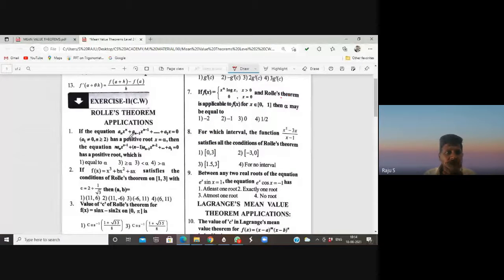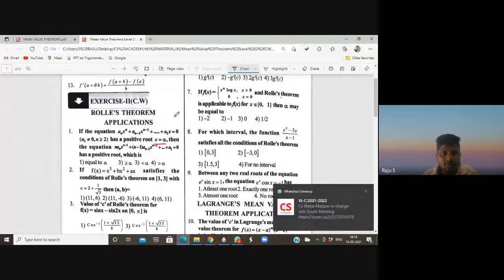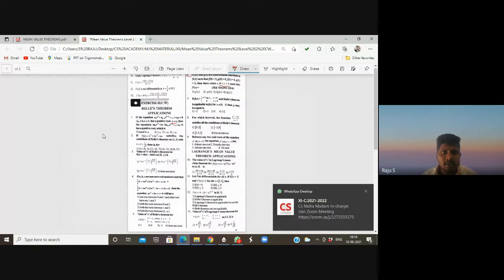The equation a_n x^n + a_{n-1} x^{n-1} + ... + a_1 x = 0 has a positive root at x = alpha, then the equation has a positive root, which is... Okay, fine students. See, this is the given function. What is the given function? Let me explain it in an easy way.